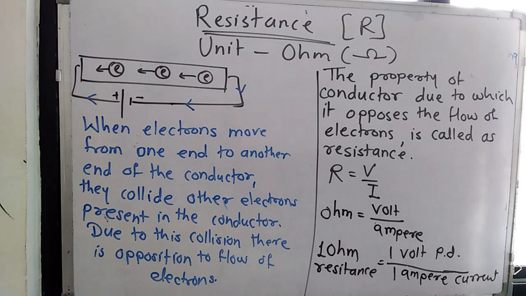Now see, we have to study resistance. Resistance is denoted by R and the unit of resistance is ohm. That sign is called omega. The sign that is given, that is omega. But we say the unit of resistance is ohm.